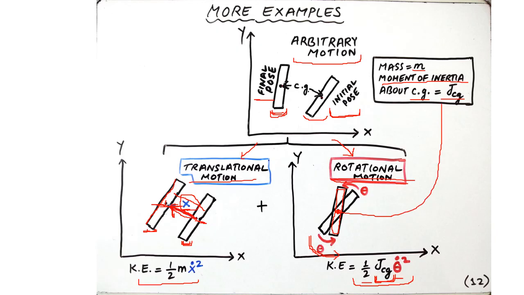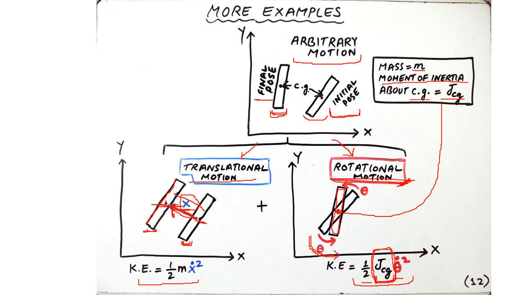Remember, we are decomposing arbitrary motion into translational motion, which simply displaces the center of gravity without change in the orientation of the object. In the next step, in which we describe the rotational motion, the center of gravity is not displaced, only the orientation changes. And when that happens, we need to consider the mass moment of inertia about the center of gravity. So half J_cg times theta dot squared.